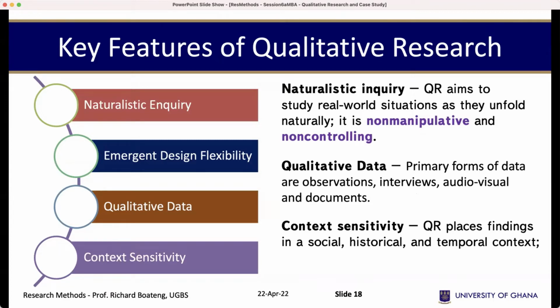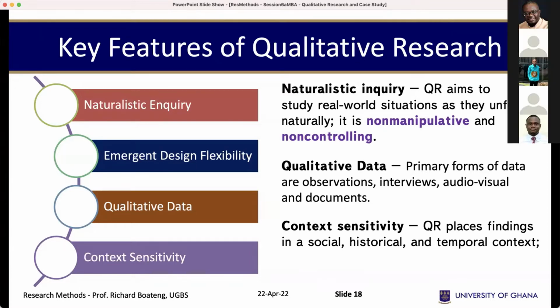Qualitative research also draws on qualitative data. So you are going to use observations, interviews, audiovisual material, and documents. Those are the dynamic four, or the top four forms of qualitative data that we use.